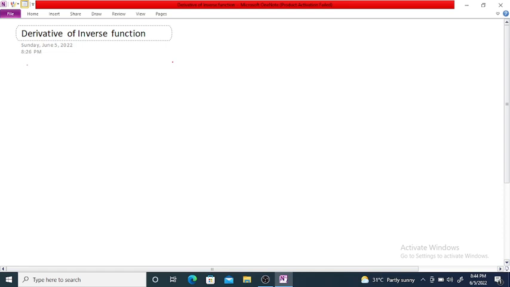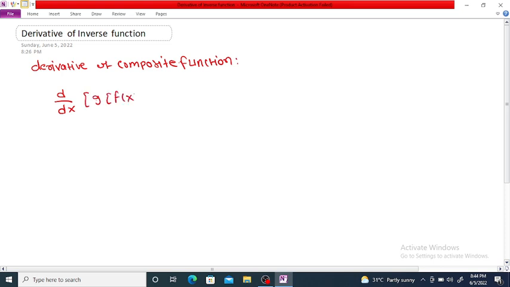...of inverse function. First of all, we are going to discuss the derivative of a composite function. Suppose you want to determine the derivative of g of f of x. Then the derivative of this composite function is equal to g dash of f of x into f dash of x.